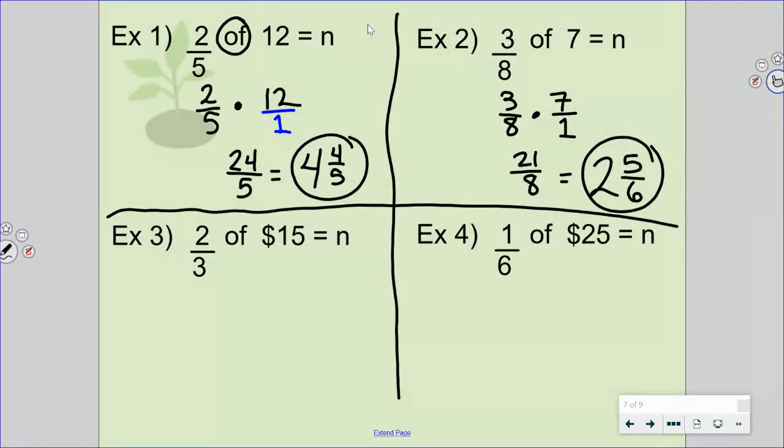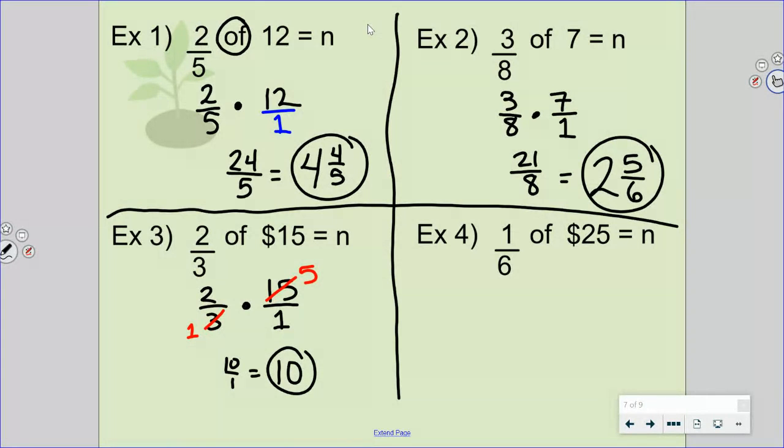Carry on with example 3, 2/3 of 15. I'm going to go ahead and rewrite this as a part, piece, or portion of 15 wholes. In this case, we can cross reduce. 3 goes into both 15 and 3. And then we multiply 2 wholes times 5 wholes. You guessed it, that's 10 wholes. Best way to write it as a whole number.